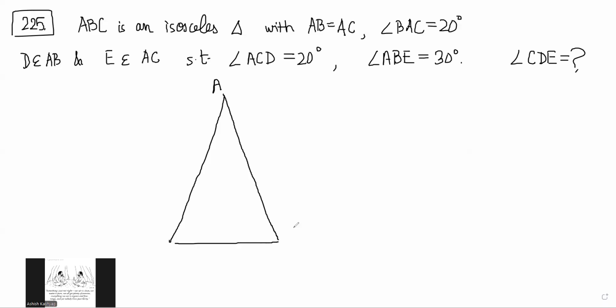So this is B, this is A, this is C. This is 20 degrees, and angle ACD is 20. Let's make a point D here. This is 20, this is 20. And ABE is 30, so this angle must be 30. So like this, let's say this is my E, correct? Yes, sir.